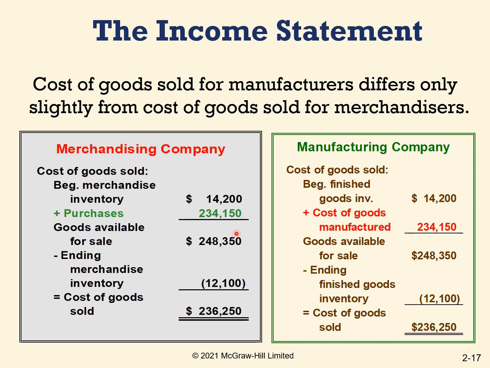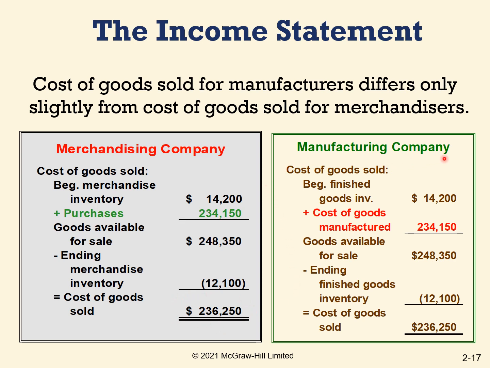The next step is to look at our ending balance. At the end of the year, we look at how much inventory we still have sitting on our shelves. Say we had 12,100. Well, the total amount that we had available to sell was 248,350. If we take away what's left over at the end of the year, the difference between those two must be what we actually sold, so our cost of goods sold.